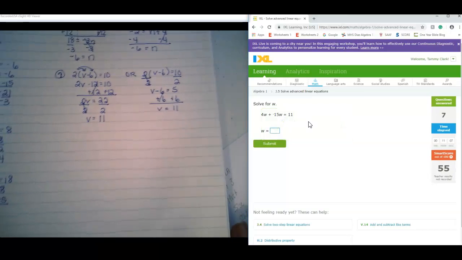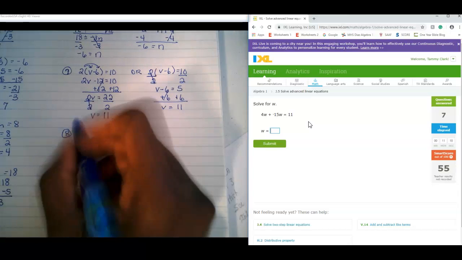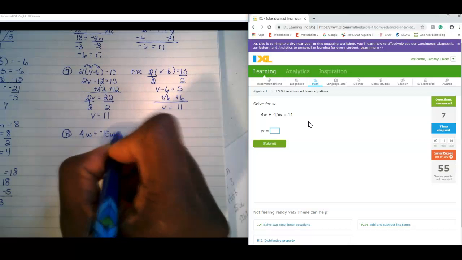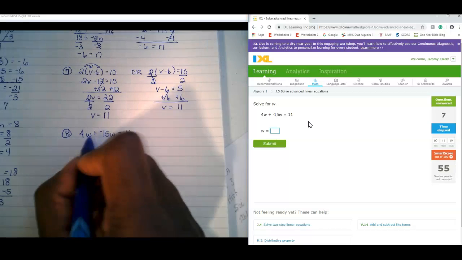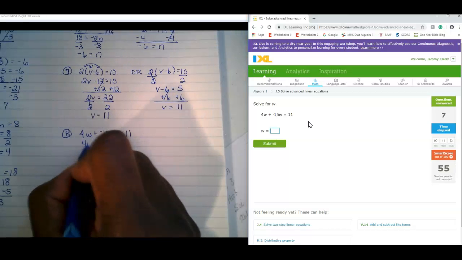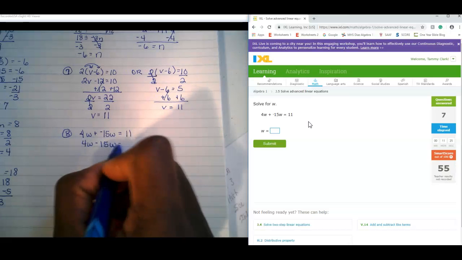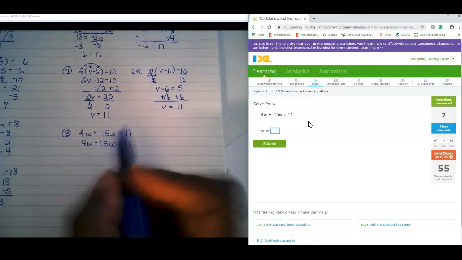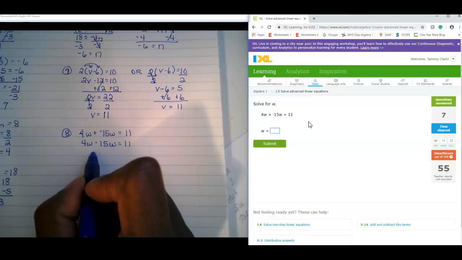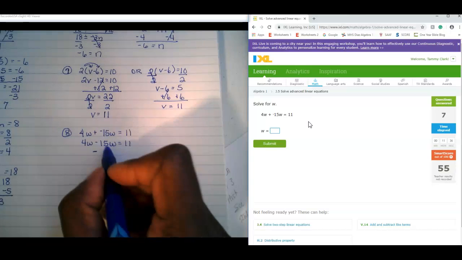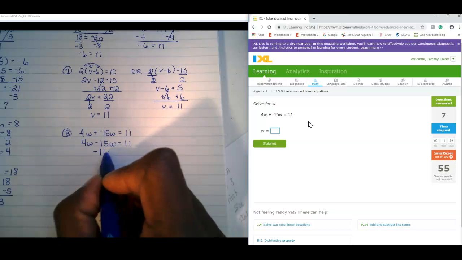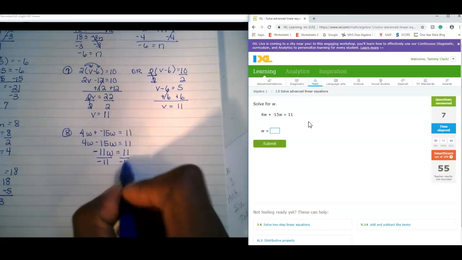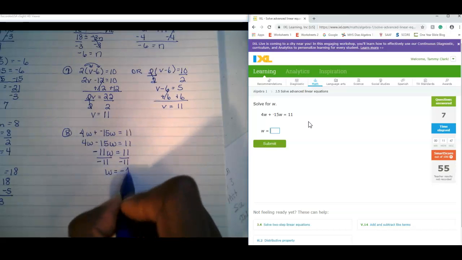Let's move on to number 8. We've got 4w plus negative 15w equals 11. And again, remember, adding a negative is the same as subtracting. So positive 4 minus 15, who has the advantage? Well, it's 15 and it's negative, so we know this will be a negative number. And 15 has the advantage by 11, so that would be negative 11w. We're going to divide by negative 11 on both sides of the equation. Therefore, w would equal negative 1.